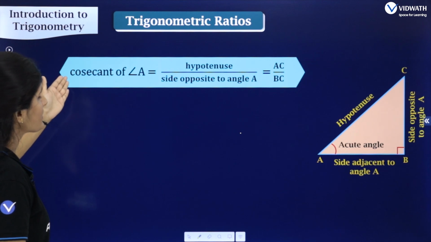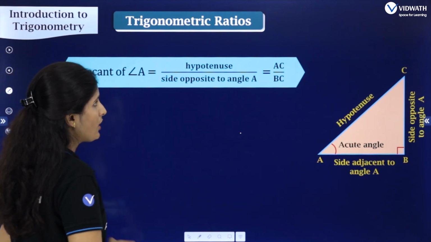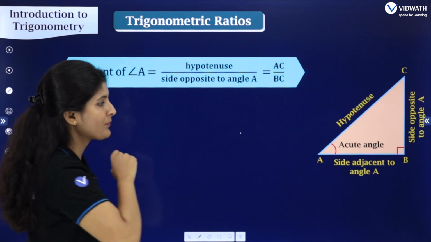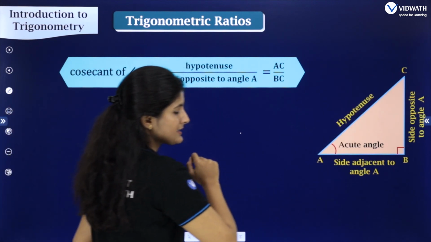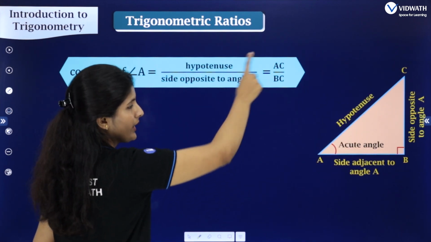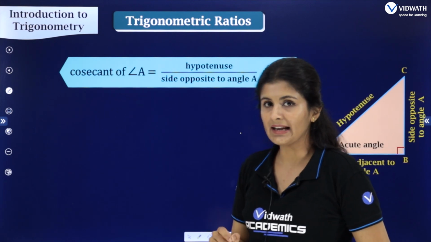I'll define the cosecant of angle A. Cosecant of angle A is the ratio of the hypotenuse to the side opposite to angle A. Here the hypotenuse is AC and the side opposite to angle A is BC. So, AC by BC will give us the cosecant of angle A.